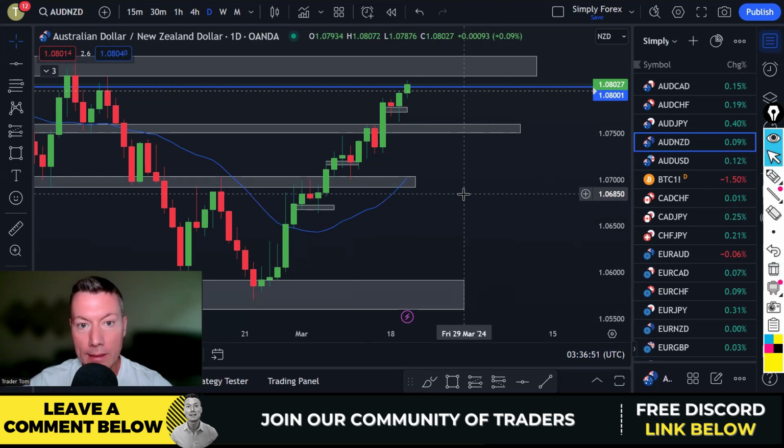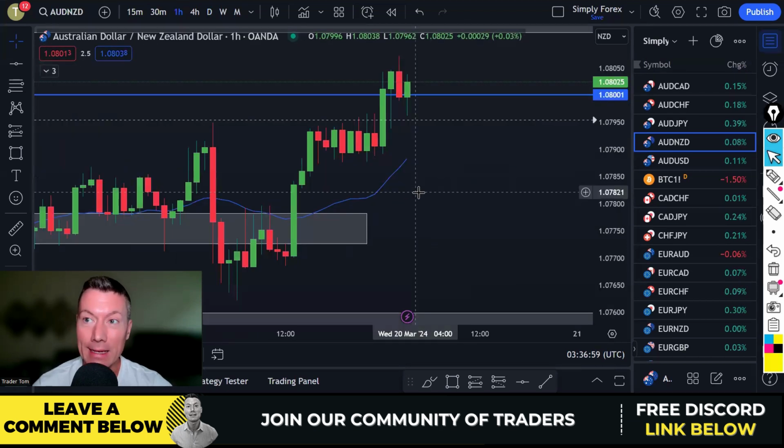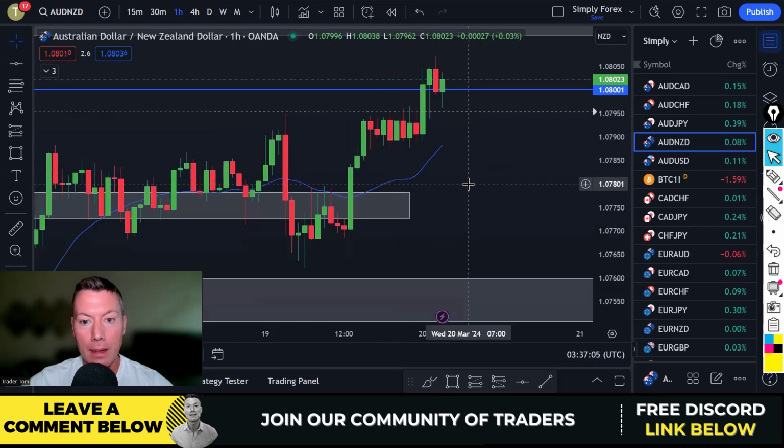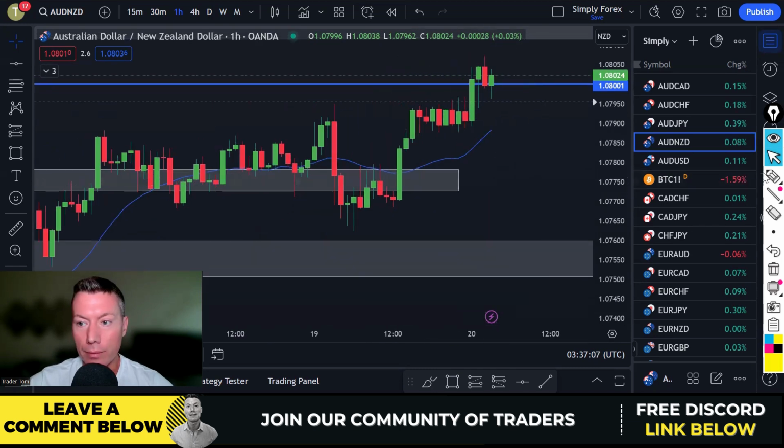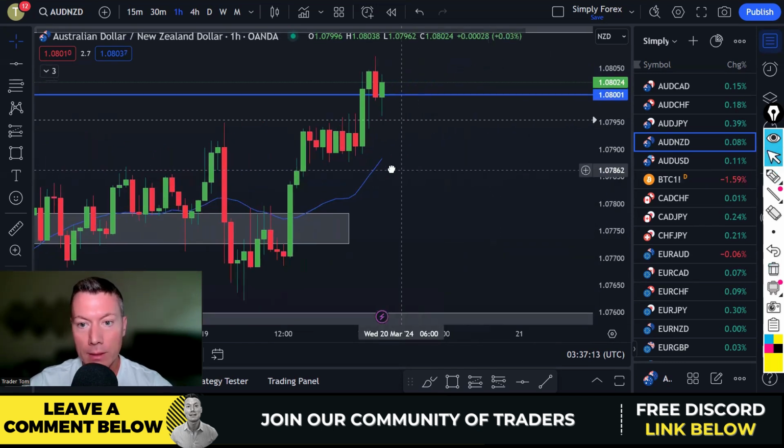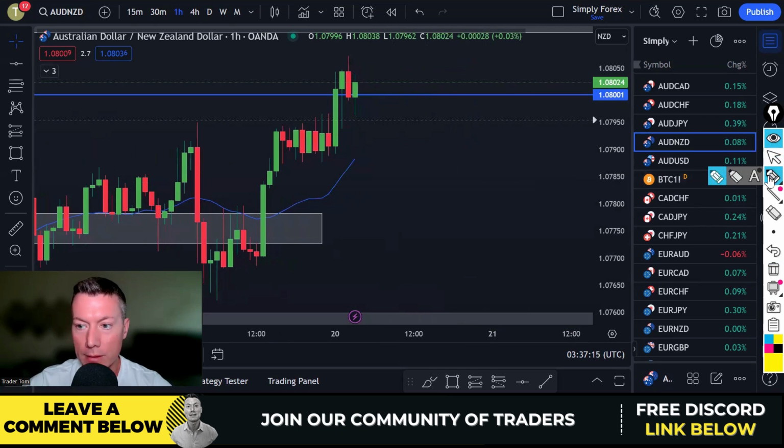So we need to be with the daily trend. The entry time frame is the H1, so it's a daily with H1 entry. Simple as that. And I actually entered on this candle here. So why did I enter on this candle? Let me just go through the criteria.